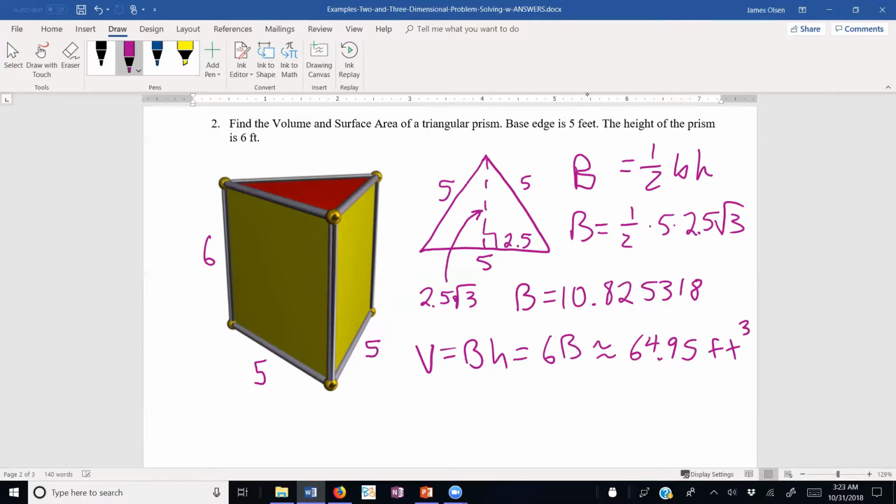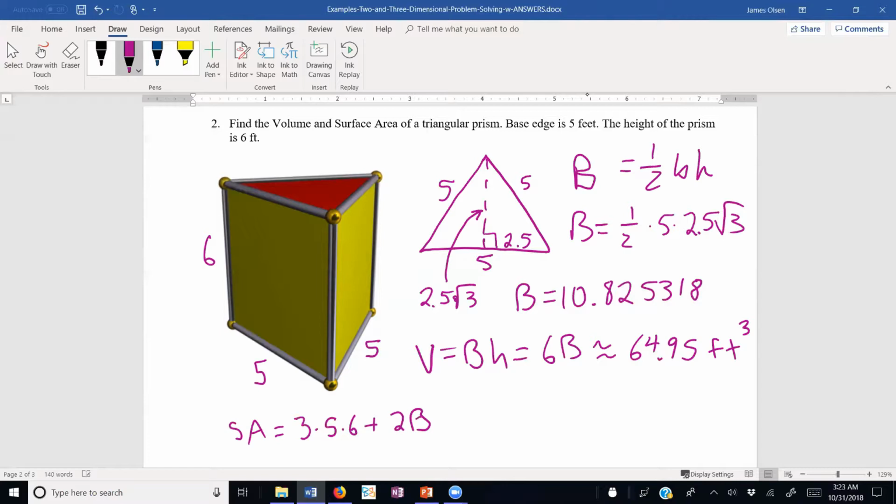Now we need to calculate the surface area. So let's write down our formula. Surface area is going to be the 3 rectangles. The rectangles are 5 by 6. So we have 3 times 5 times 6 plus 2 copies of the base. Now in this case, I don't have the number warm in my calculator anymore, so I might either retype in the expression, but since I've got quite a few decimal places here, I should be okay.